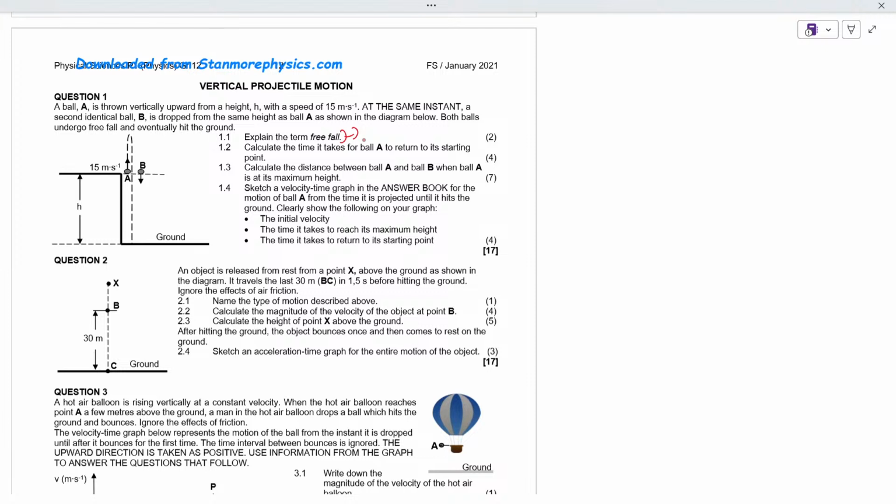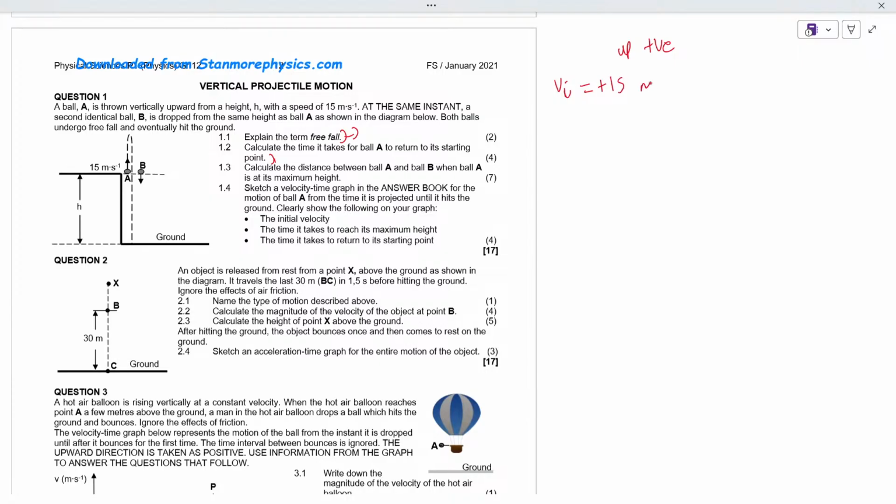It says calculate the time it takes for ball A to return to its starting point. So ball A is the one that is thrown upwards. It comes past its start point and goes directly down. So now they want us to know the time it takes to go up and to go down. So we must first name our variables. V initial. First choose direction: up as positive. Yes, upward is positive. And then what is the initial velocity? The initial velocity is 15 meters per second.